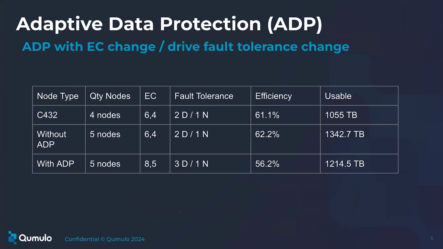In this example here, we're going to mix things up a little bit. We're still going to 5 nodes. We're still going to go with ADP on there. However, we're actually going to change our fault tolerance at this point.